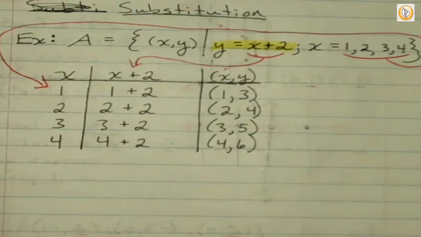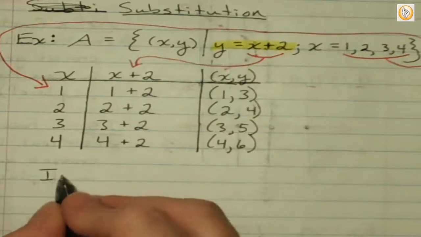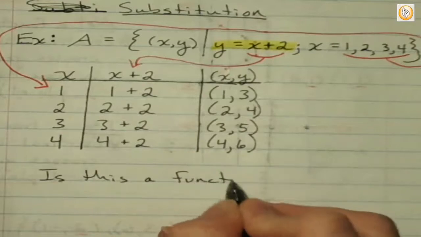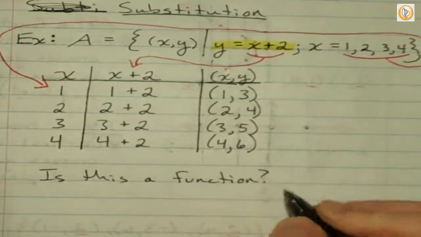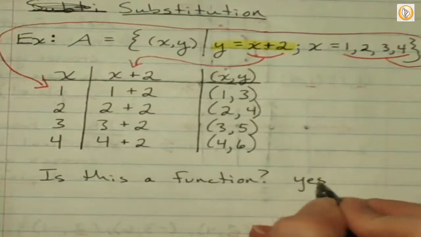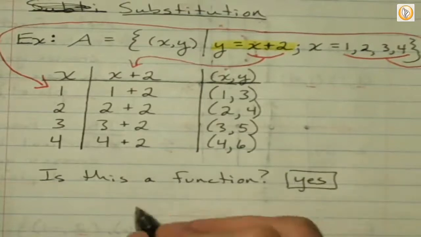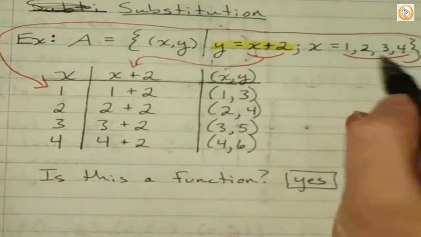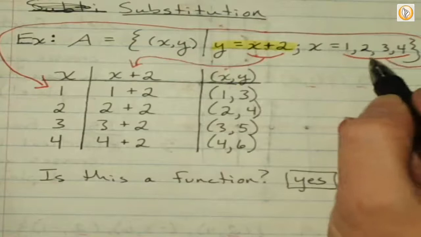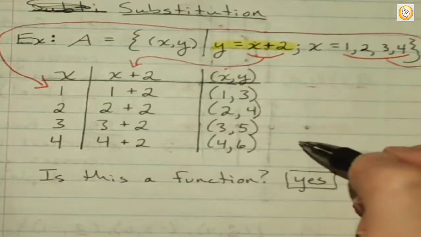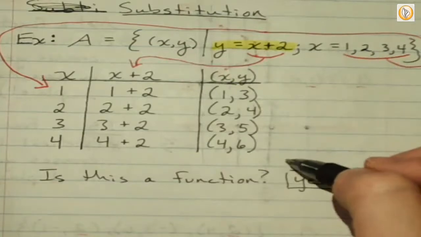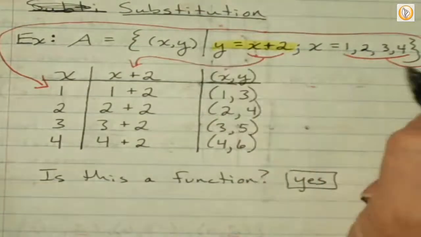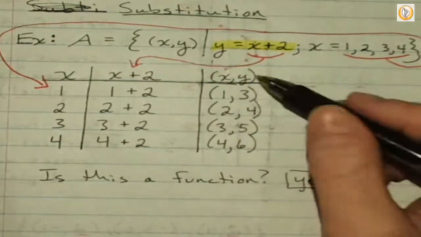Now, question. Is this a function? Raise your hand. Gabby? Yes. Why? There's no repeating X's. You could tell that before you even did the table. They gave you all the X's. Are there any repeating here? Nope. You would know right away that was their question. But sometimes the book's going to give you this and you need to find all the ordered pairs. Well, there they are.